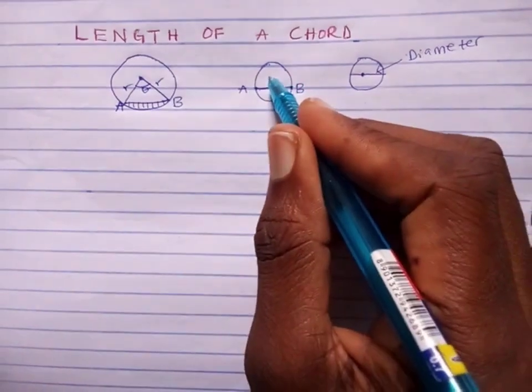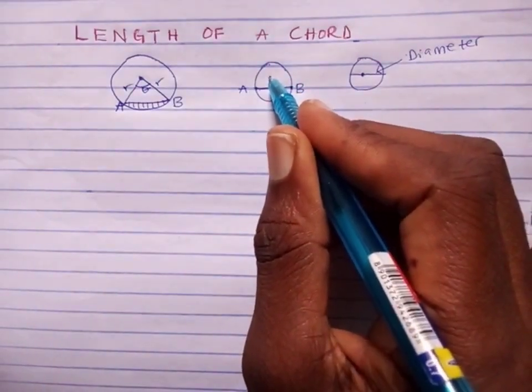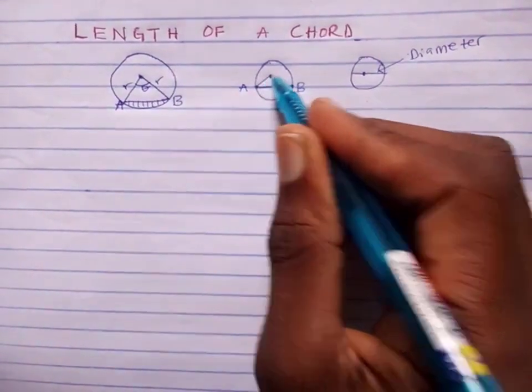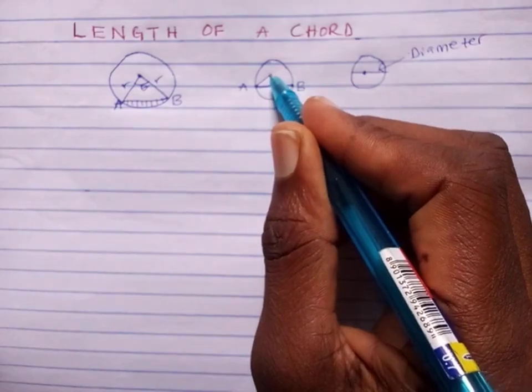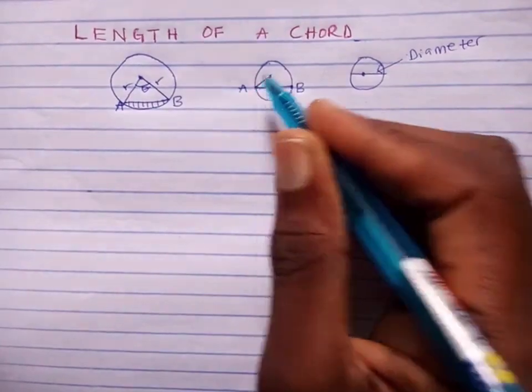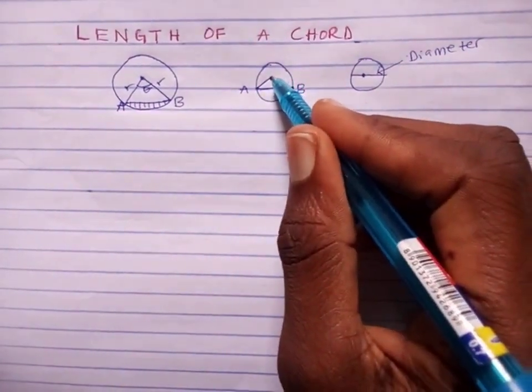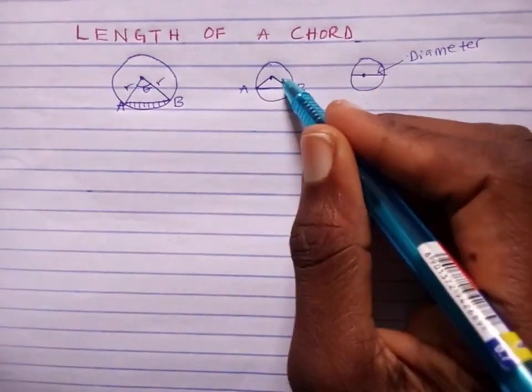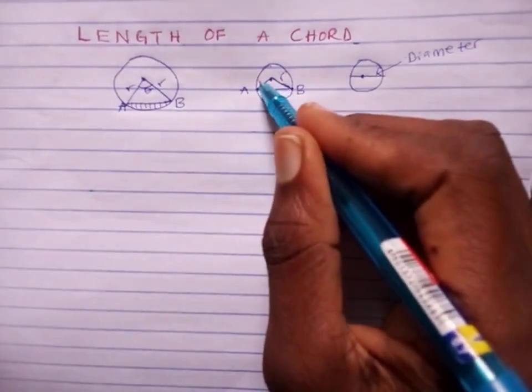Now, if we assume here to be the center of this circle, we'll have a radius. That's a line that runs from the center to any point on the circumference. This is a radius. Let's have another radius running this way. So we'll label this R, label this R.